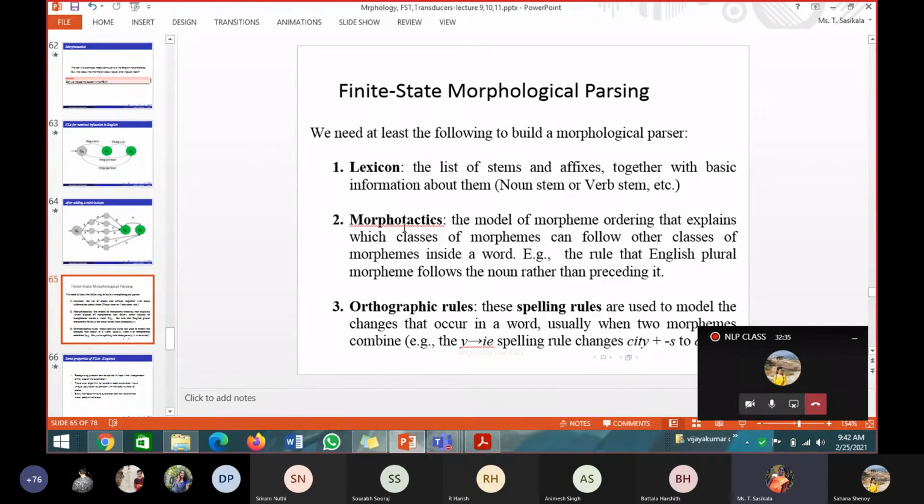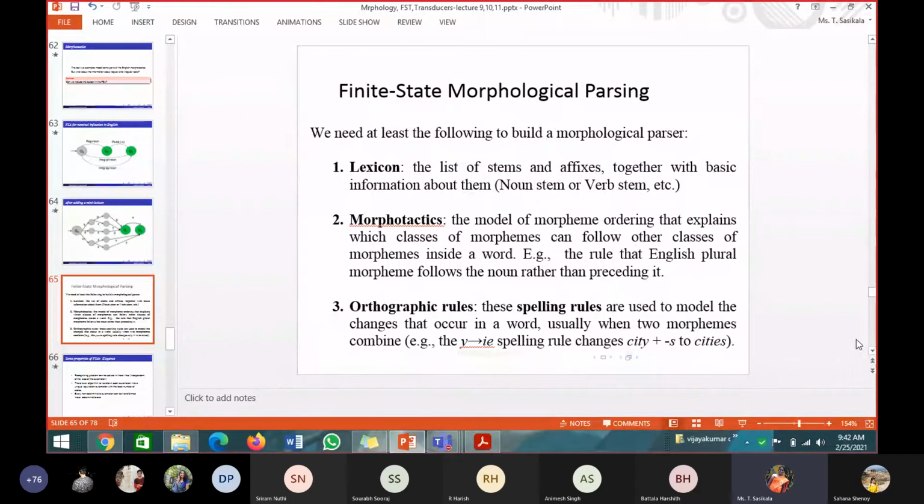And morphotactics also you should know. You should know some rules, what type of morpheme will follow what type of morpheme. Like that, you should have some basic knowledge about English. So the model of morpheme ordering explains which class of morpheme can follow another class of morpheme inside a word. That type of rule. Okay, the plural morpheme follows the noun rather than preceding it. It will not precede the noun word. Like that you should have proper morphotactics. Morphotactics tells what type of morphemes follow what type of morpheme. Then, if you want to construct this type of orthographic rules, you should have these basic knowledges.